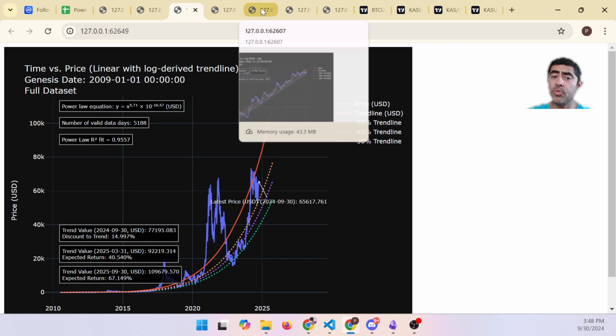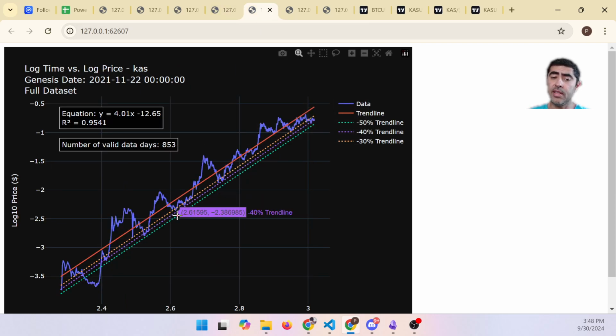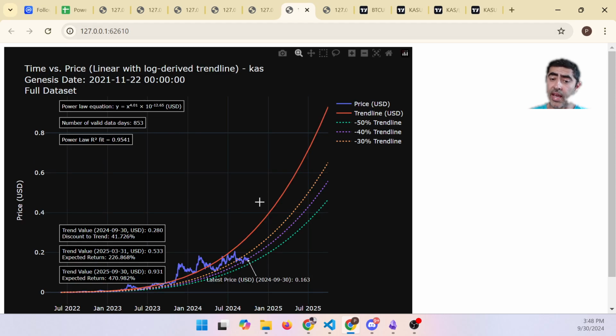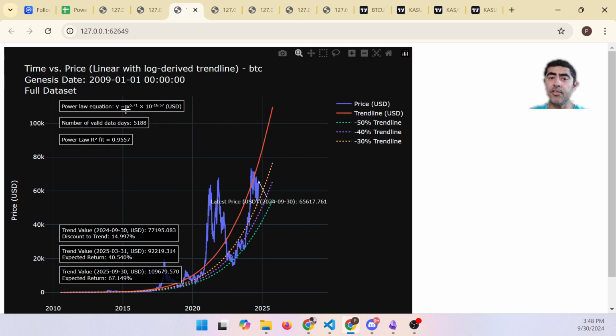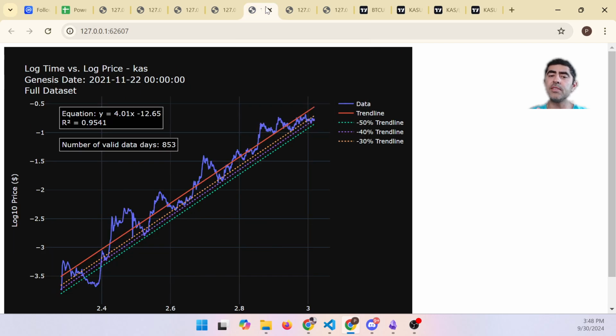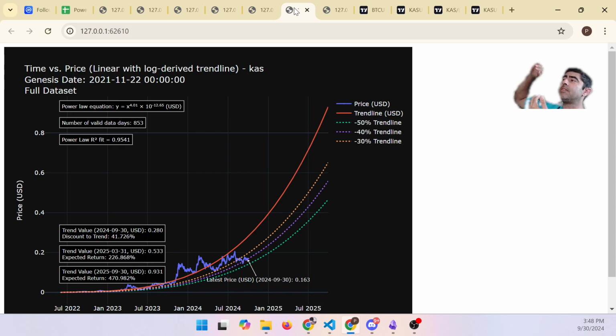Now, the interesting part is what's happening with Kaspa. Here is the line in the log space, but when we look at Kaspa right now, the expected return is around 470%. Now, this is not just a consequence of how much of a discount it's trading, but also how steep the power law line is. So relative to Bitcoin, Kaspa is much earlier in the cycle, and you can look at this particular equation that we have. Even though the exponent is 4.01 compared to Bitcoin, which is at 5.71, because we're earlier in the cycle, there's more upward room. It's increasing at a faster rate.